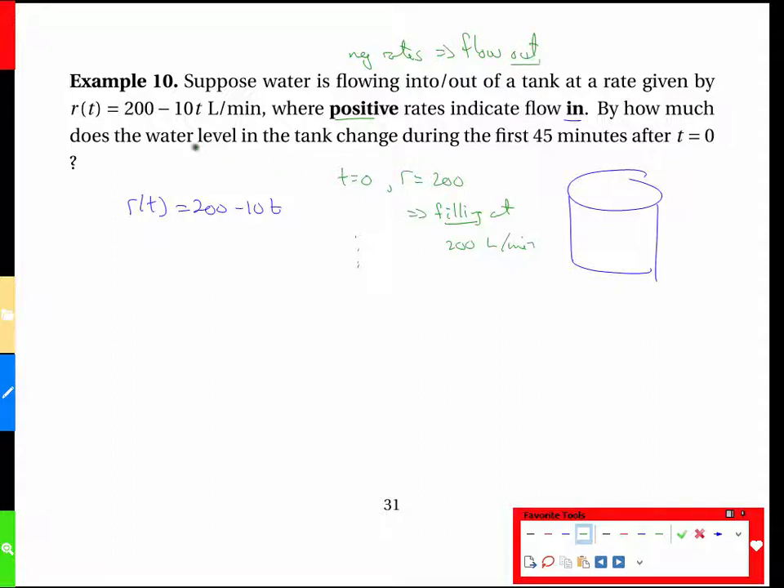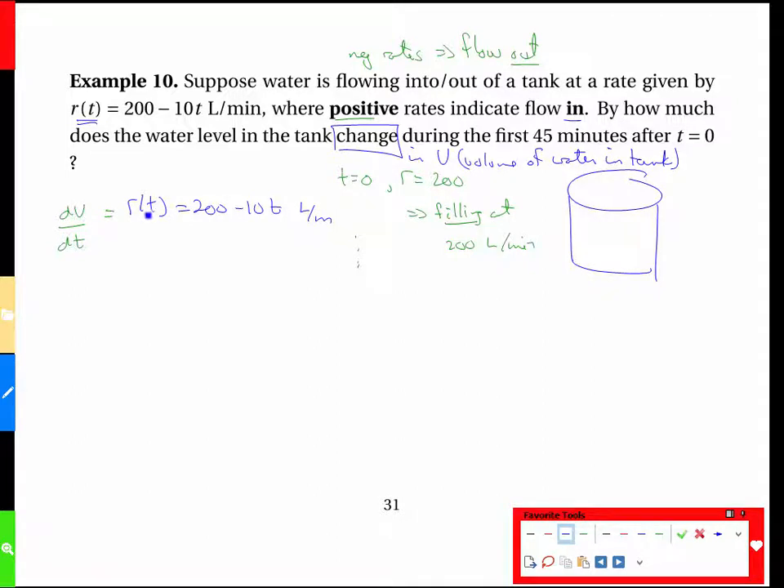Alright, that being said, we're interested in this question: by how much does the water level in the tank change? There's our keyword. We're looking for a change in V for volume. And what have we been given? Well, we've been given R of t in liters per minute. That sounds an awful lot like the derivative of the volume. If we know the flow rate, and if the flow rate's positive, the volume in the tank goes up. So let's be a little more precise here and recognize that this is the volume of water in the tank.